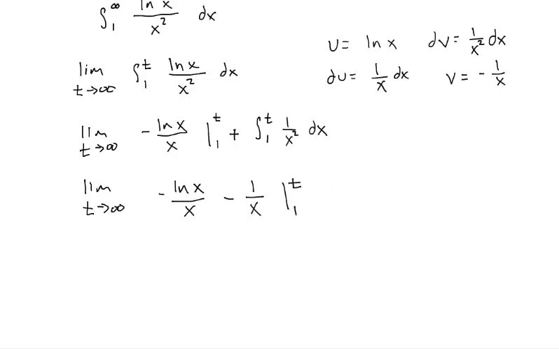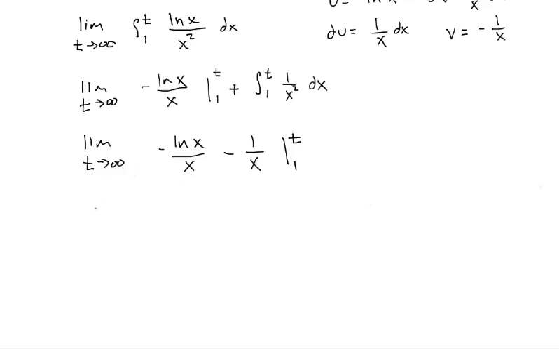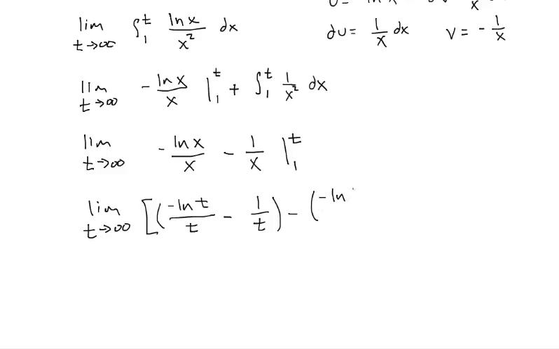And now we want to evaluate our integral. So we have the limit as t goes to infinity of negative ln of t over t minus 1 over t, minus negative ln of 1 over 1 minus 1 over 1.